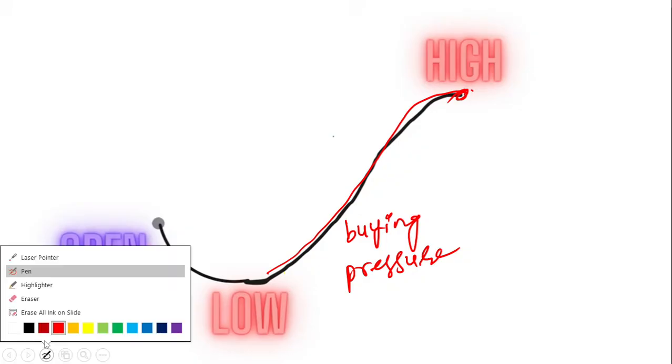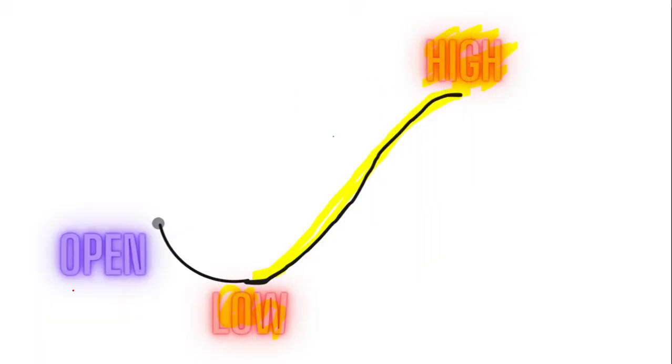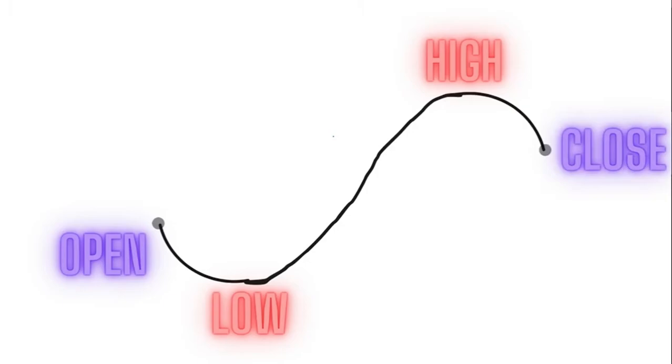Finally, let me assume it is closed at a certain level. This is where it closes.